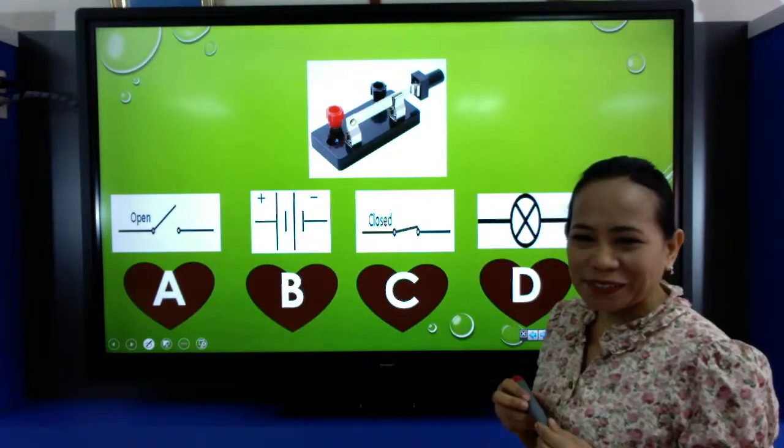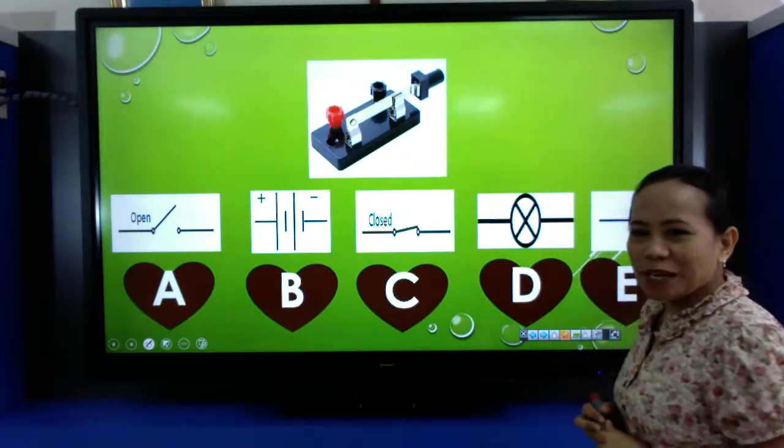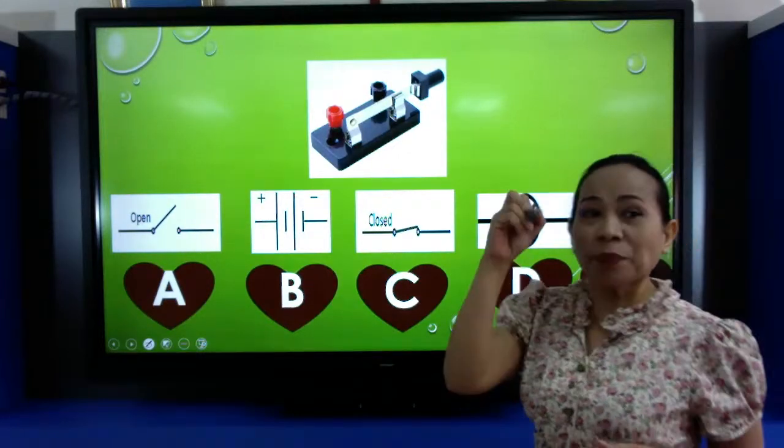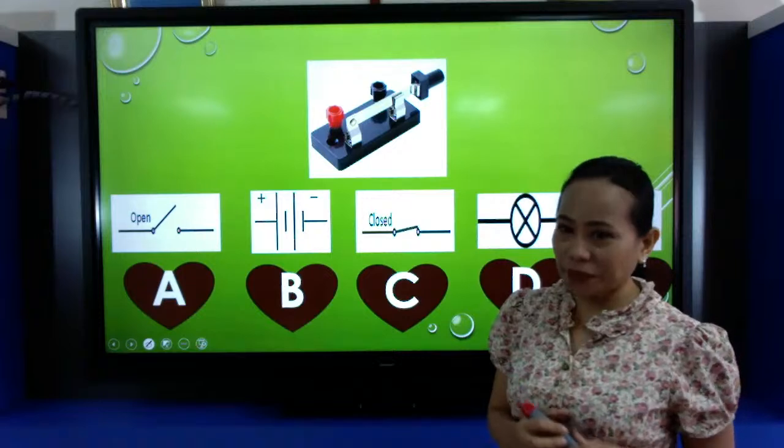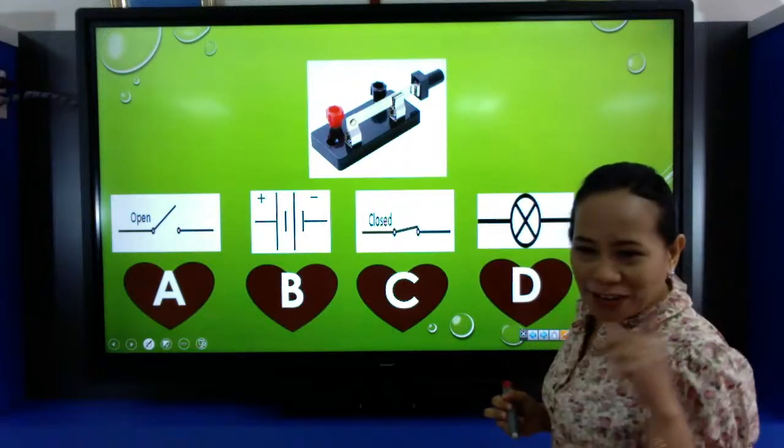Wow, very good. You are right. Please don't forget to write your room number and your number also. Okay? Okay, you are right.